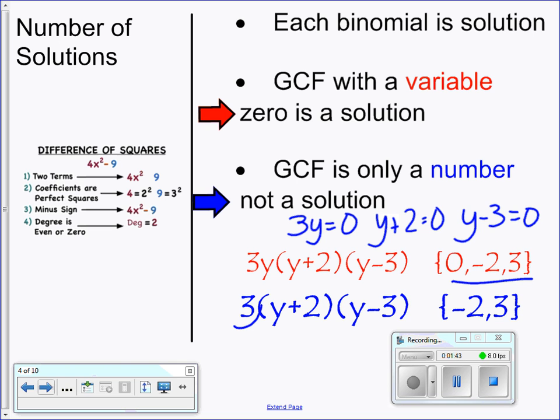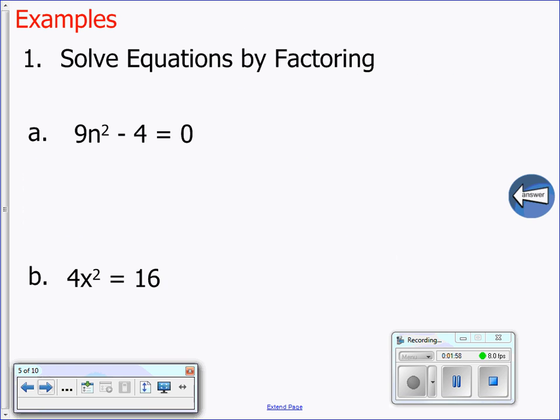In this one, since there is no letter with it, it's just 3. You do not set that to 0. You must have the 3 there if you're just factoring. But if you're finding a solution, 3 is not part of your solution.